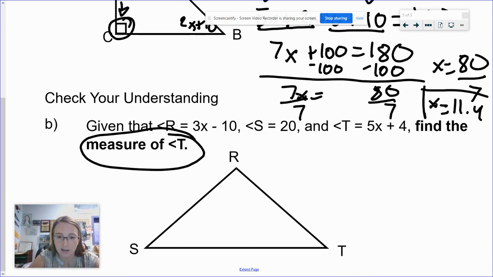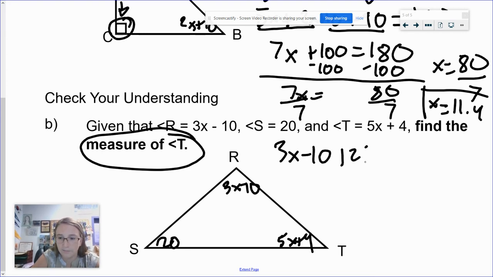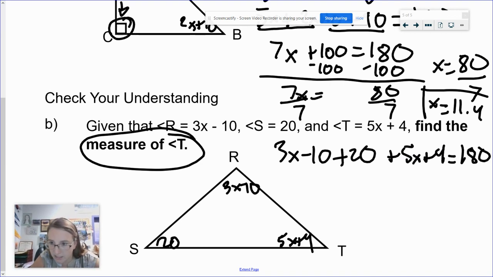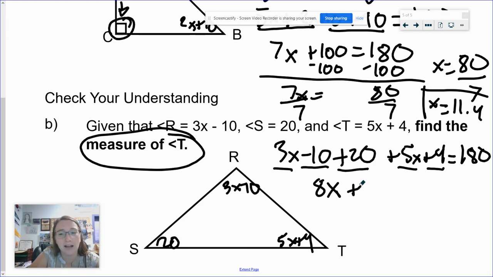Okay, here's what we should have done. They add up to 180. Here's all of my angles. They add up. 3x minus 10 plus 20 plus 5x plus 4 to 180. I'm going to go ahead and combine some like terms. Let's see. I've got 3x and 5x is 8x. I've got a negative 10. Be careful, guys. The signs, you need them. A positive 20 and a positive 4. You should get a positive 14.